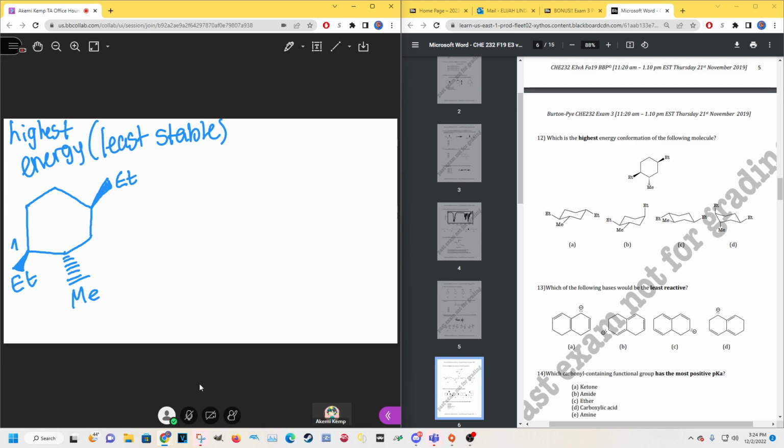You want to push this one into the axial position. This will be carbon number 1, then 2, then 3, then 4, then 5, then 6. So you want to push the ethyl that's on carbon number 1 into the axial position. If you do the other ethyl, you'll see that you get a different chair conformation, and that's not going to be correct.